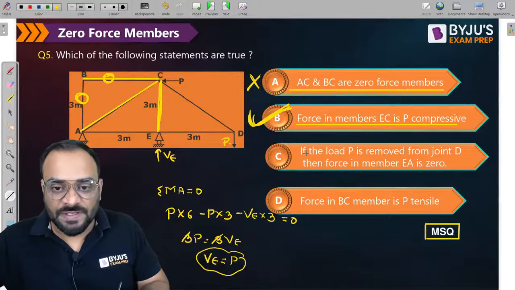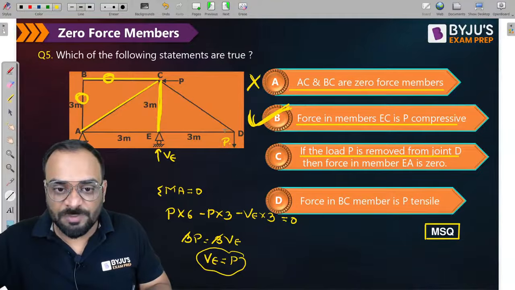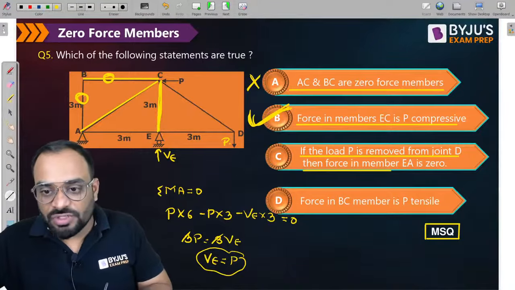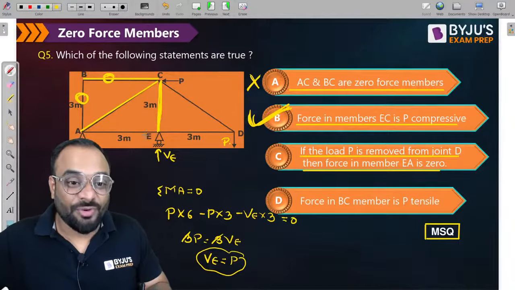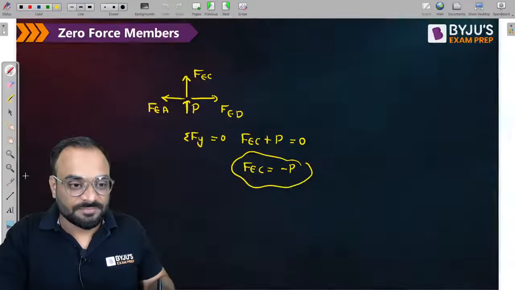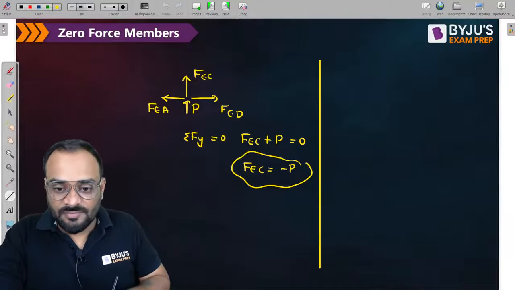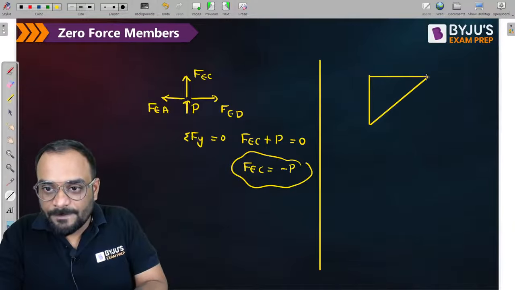Now the next option is, if the load P is removed from joint D, if you remove this particular load P, then the force in member EA is 0. Listen guys, then the force in member EA is 0. How is it possible? Let me explain. Kindly observe the question very carefully.